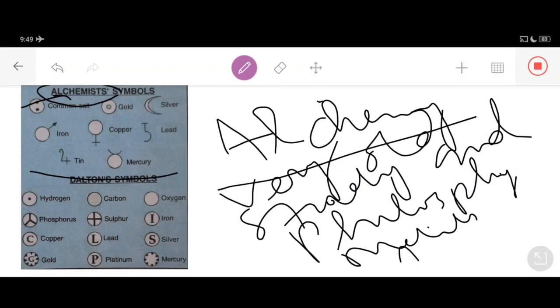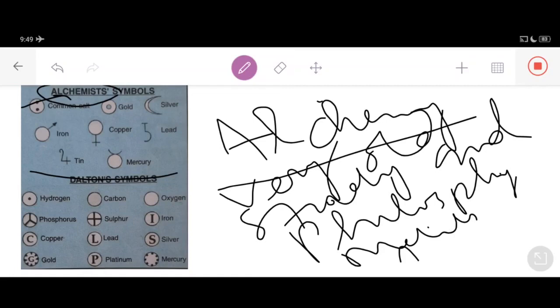So it was those alchemists who gave some symbols for some elements of the periodic table. Because at that very time, during ancient times, the periodic table was not discovered. Rather, some of the elements were discovered during ancient times. So these people gave certain symbols for certain elements to memorize them, to make their study systematic and easy.